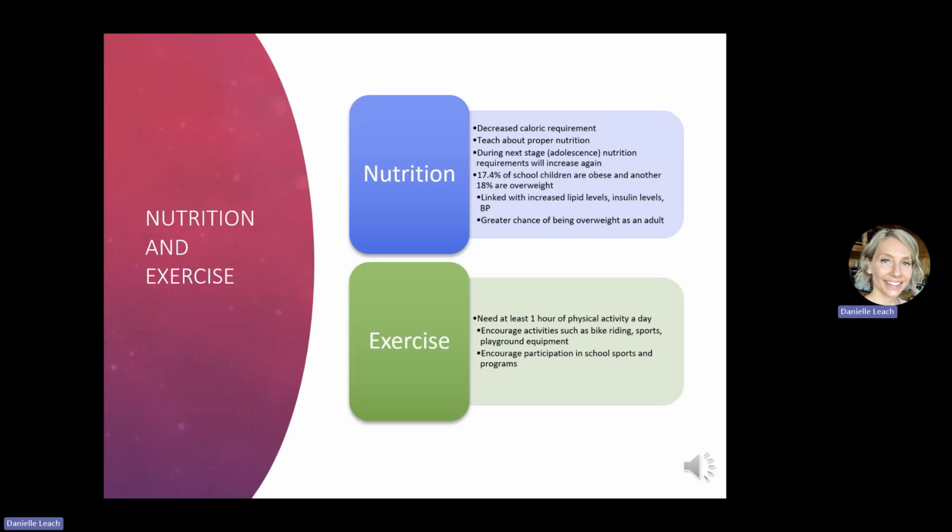So we want to make sure that they're getting at least 1 hour of physical activity a day. We want to encourage them to do things that they like to do, like playing whatever sports they like or bike riding, and encourage participation in school sports and other programs that involve activity.